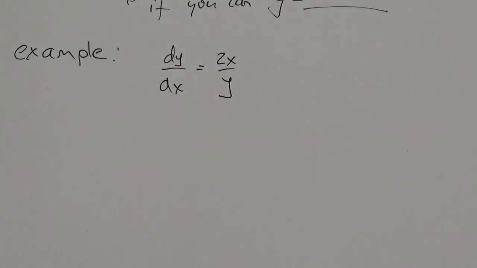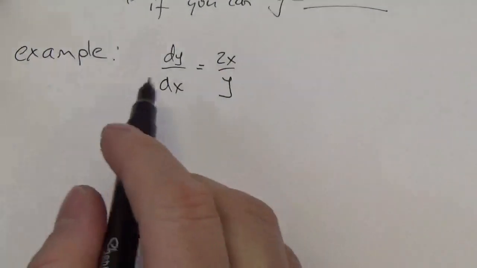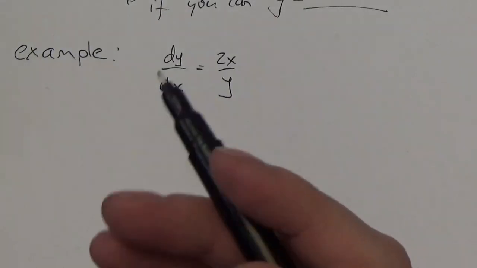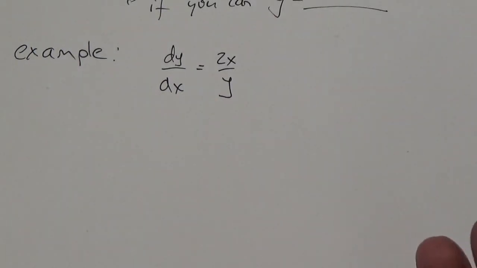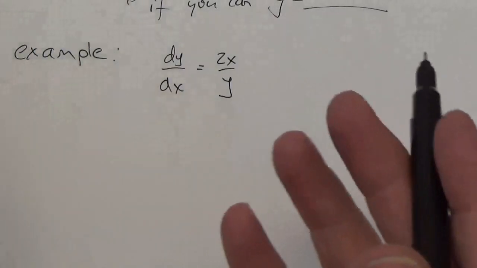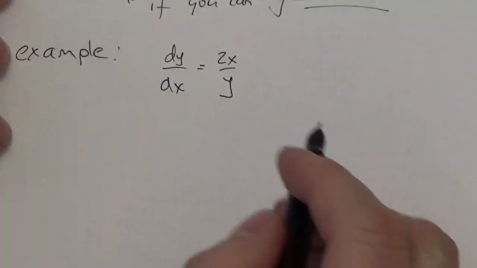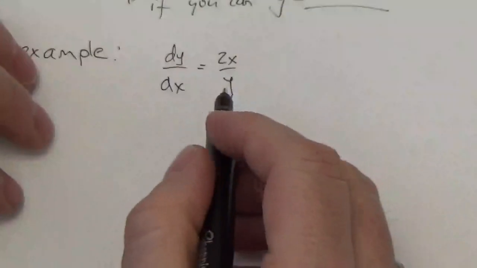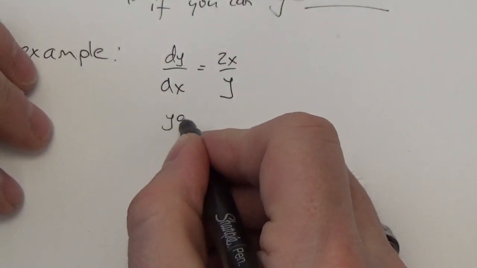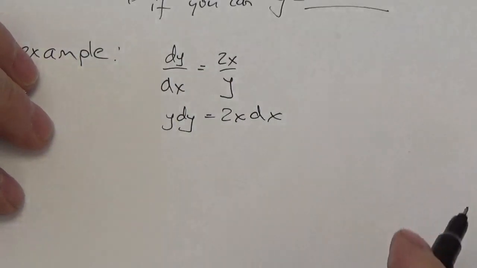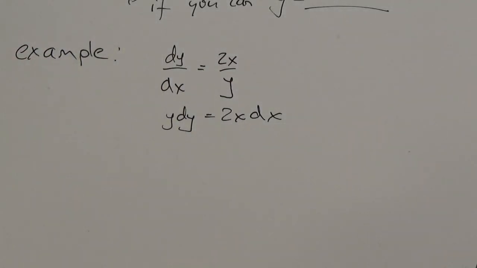Okay, so here's an example. dy by dx, or the derivative, is equal to 2x over y. Now I want to solve for y as a function of x, if I can, or at least have some sort of relationship between y and x, not including the derivative. Well, this is separable because I can multiply through by y and I can multiply through by dx to get this equation right here.